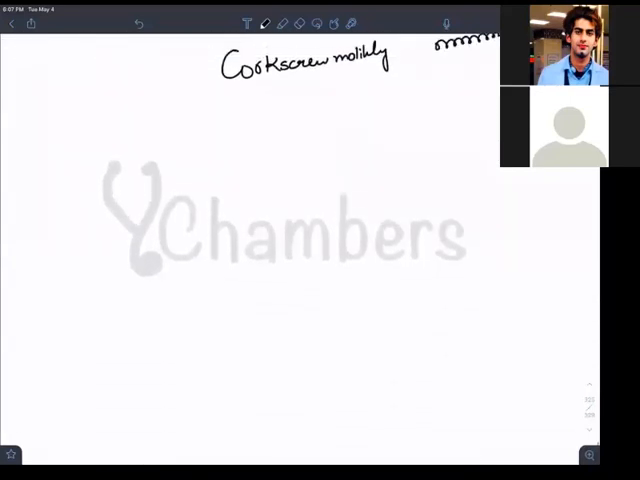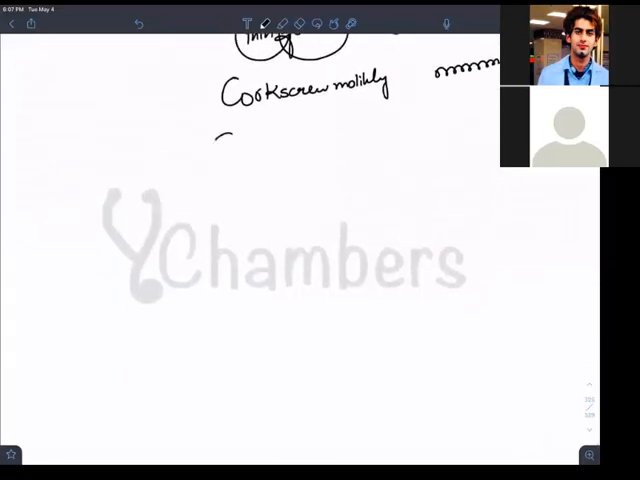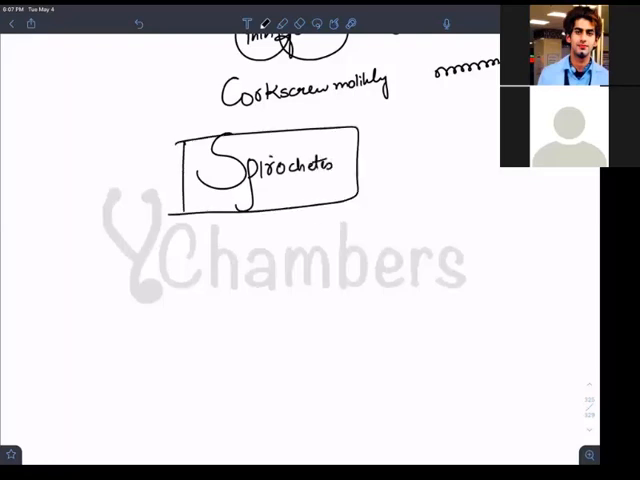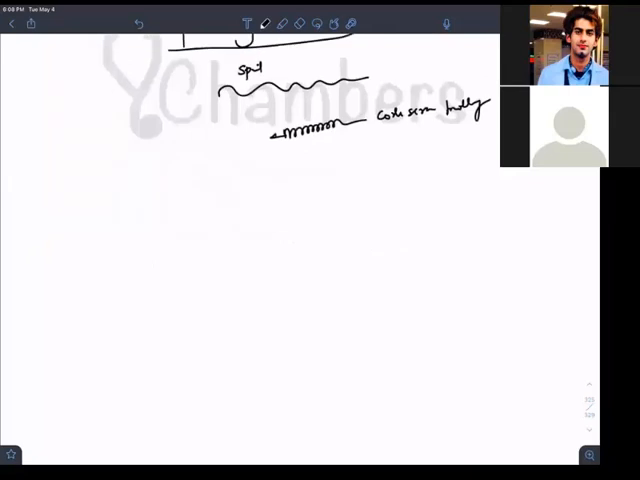Let us first look at the features of all spirochetes, because in spirochetes so many organisms are coming. We have Treponema, we have Borrelia. Let us take a general overview so we can understand the features. Spirochetes include Borrelia, Leptospira, Treponema. They are corkscrew shaped, spiral shaped. They show corkscrew motility. Easy to remember.